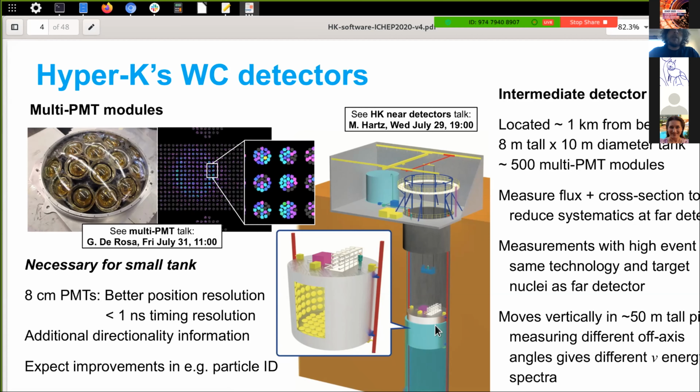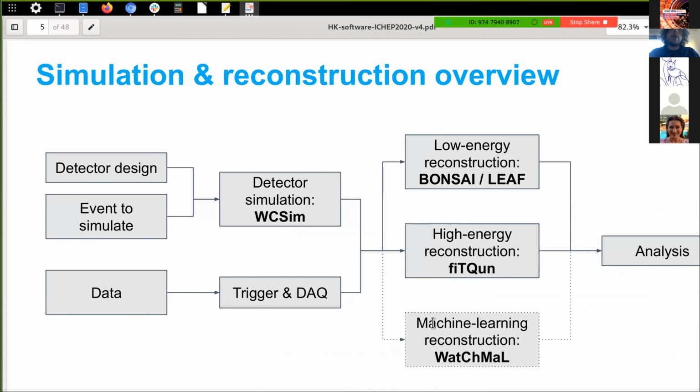So moving on to the software side of things. We have a pretty standard setup for our software. We have our detector simulation, which is a unified simulation package for both water Cherenkov detectors with the flexible ability to use different detector designs. And then this will lead in, along with our real data, into various different reconstruction packages. So we have separate reconstruction for low energy and high energy. And we're also looking at new machine learning techniques to improve our reconstruction. And then this will go into our analysis.